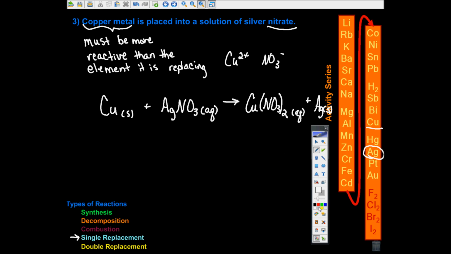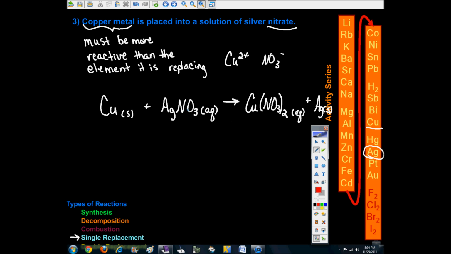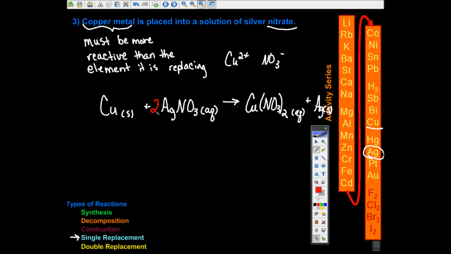So now in this equation all we have to do is balance it. I have 2 nitrates over here, that means I need 2 over there, and that changes my silver, so I'm going to put a 2 in front of it. Now when you have a precipitate, one thing you have to understand is that it requires a net ionic equation.